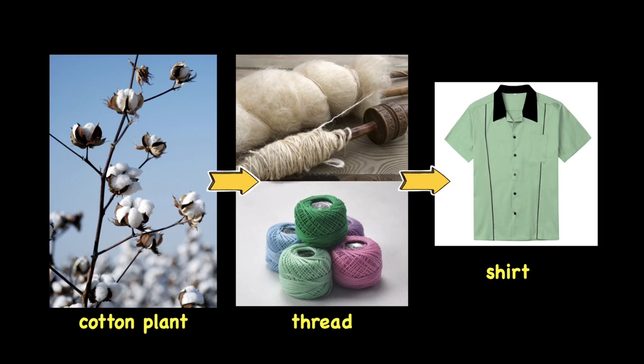Now, Mr. Pui will read the second time. You are going to write the answers. Cottons grow in the pods of cotton plant. This cotton is processed into thread. Then, the thread is turned into clothes, which can be made into cotton shirt.